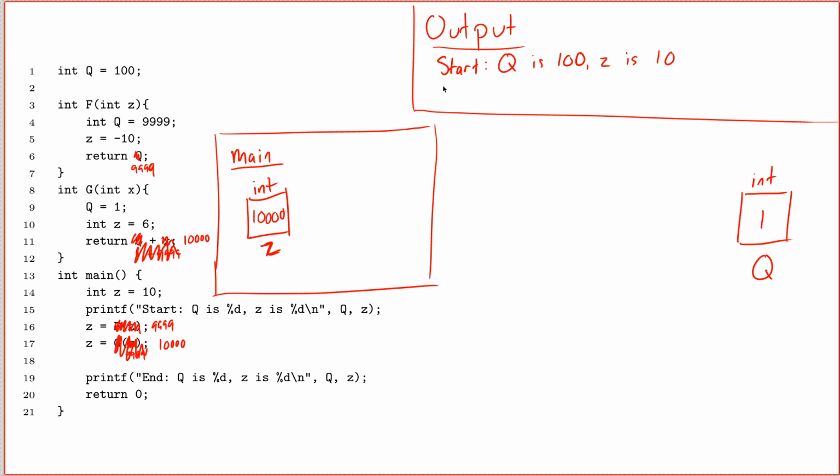And then I get to my last line of output. All right, Q is, and I go looking for my variable Q. Inside of this scope, there's nothing called Q. I go outside, I find the value 1. And Z is, and inside of main, I go looking for Z, and it has the value 10,000.